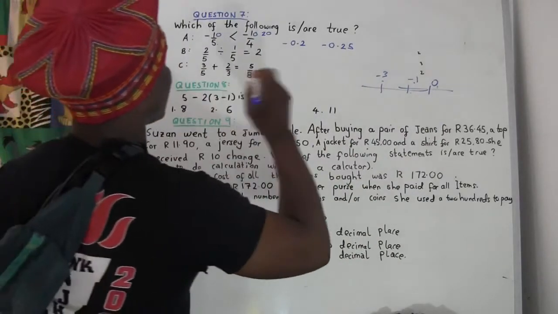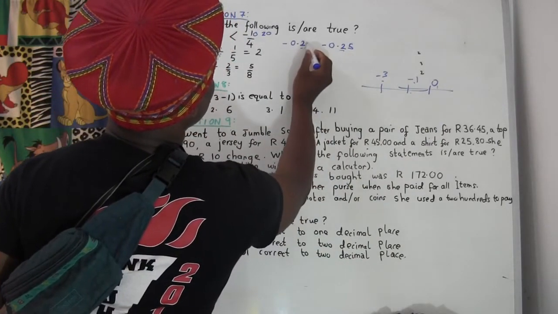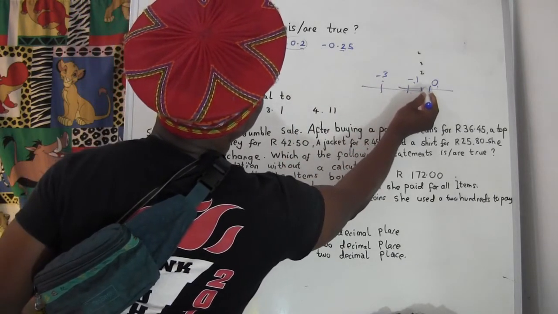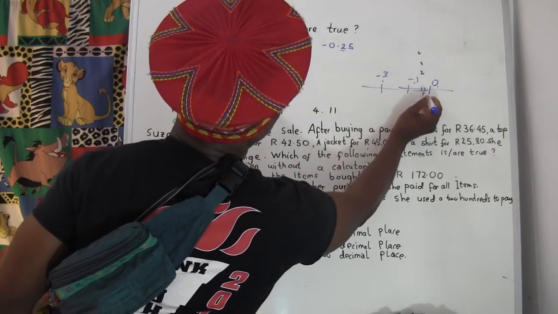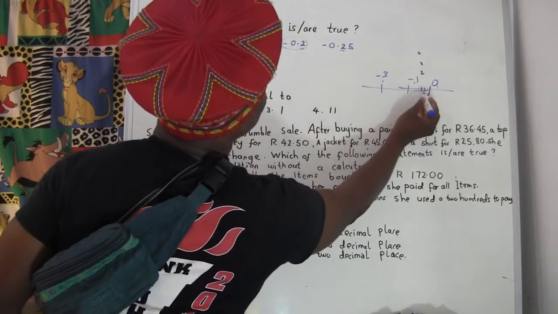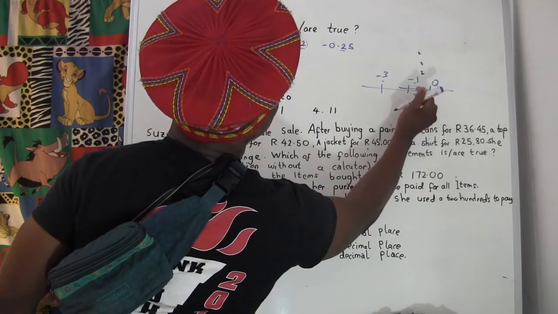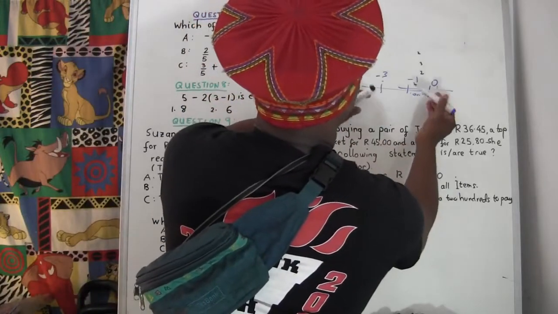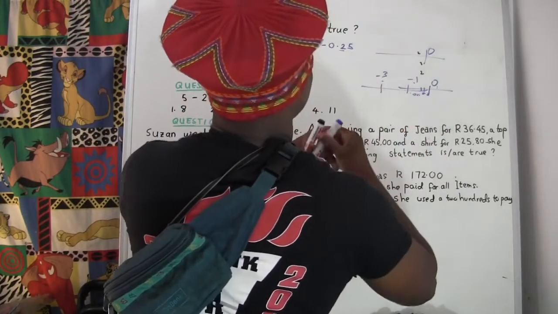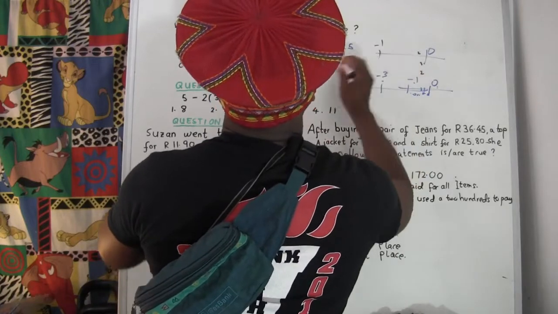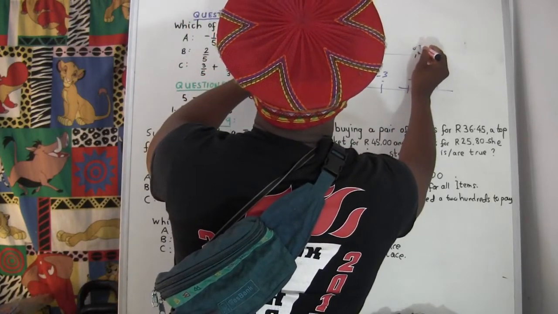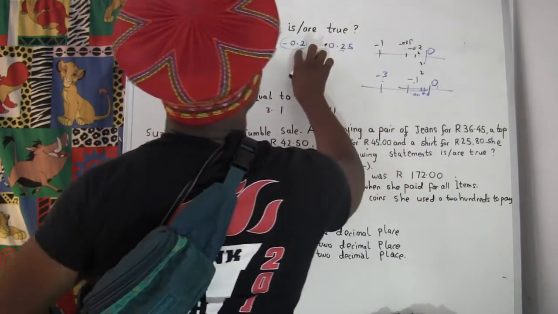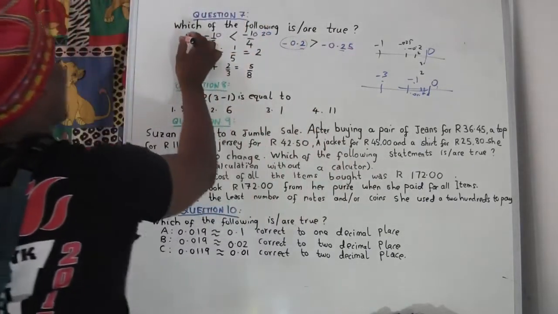So now you say, okay, if you look, this is 2, this is 2.5. So this is bigger, because 2.5 is more to the right. This is 0.2, which is somewhere here, but it's negative. Let's say this is -1, and this is 0.2. So -0.25 is going to be on the left, because it's negative 0.25. So this is bigger than this, so this is not true.